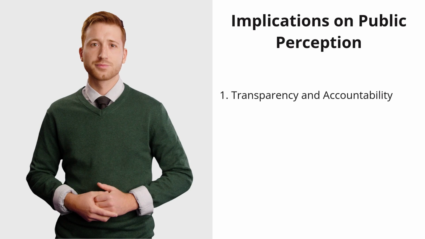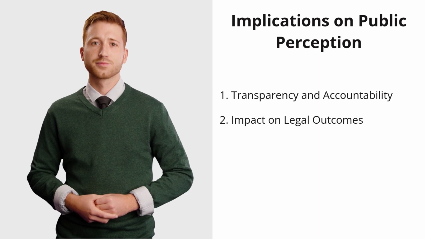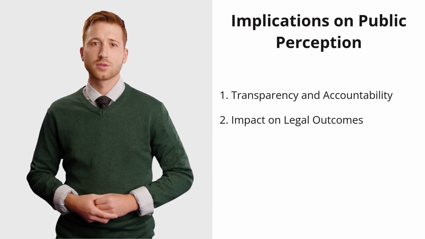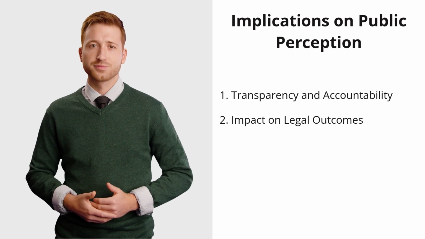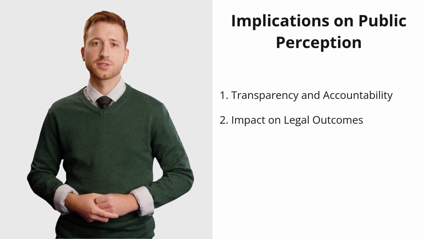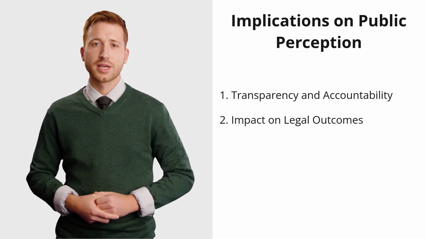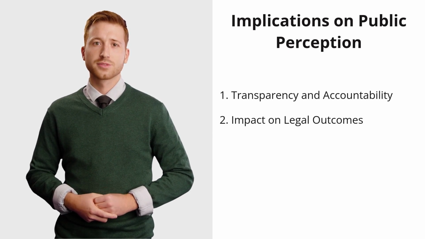Next is 2. The impact on legal outcomes. The requirement to disclose Giglio material, including information that could impeach the credibility of law enforcement officers, is fundamental to ensuring fair trials. When officers on Giglio lists are involved in cases, the disclosure of their credibility issues can influence the outcomes of prosecutions, potentially leading to acquittals or the dismissal of charges if their testimony is crucial.